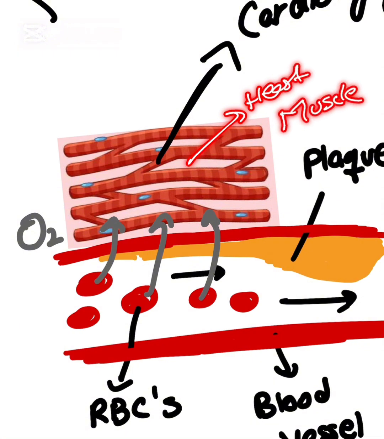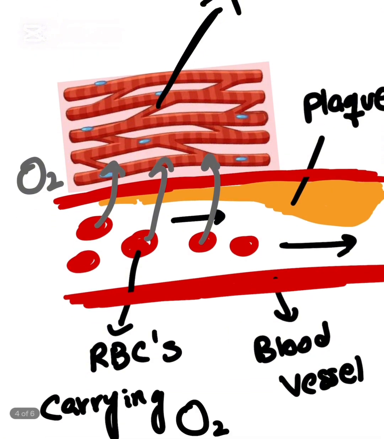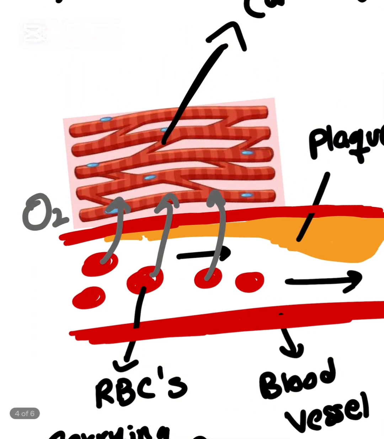cells. So these heart muscle cells need their supply of oxygen. These are provided by the RBCs, the red blood cells. Red blood cells carry that oxygen. When they flow through the arteries, they eventually provide the oxygen to the cardiomyocytes.